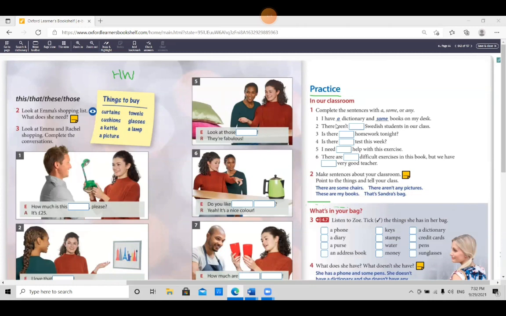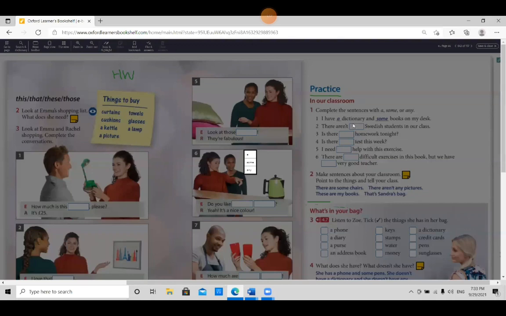Welcome. So let's move to the practice. Complete the sentences with a, some, or any. We use a with singular nouns only. Some with a plural in positive, and any in negative or question. Number 2. There aren't any students in our class. Excellent. Any, because it is a negative sentence.